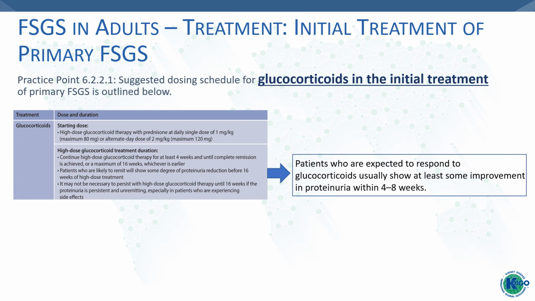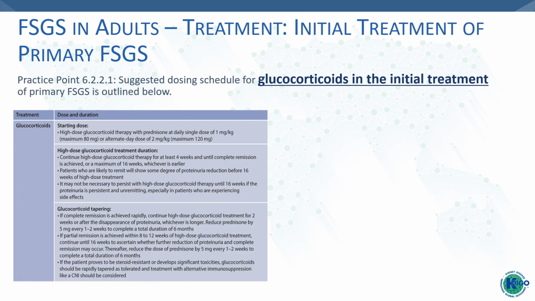A clinical tip: patients who are expected to respond to glucocorticoids usually show at least some improvement in proteinuria within 4 to 8 weeks. But you cannot conclude that the patient is steroid resistant except after 16 weeks. But there is a green light that the patient will respond to steroids if the patient shows partial improvement or some improvement within 4 to 8 weeks from the starting of the glucocorticoid therapy.